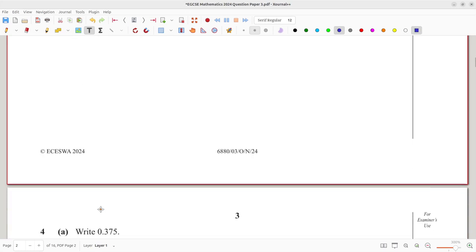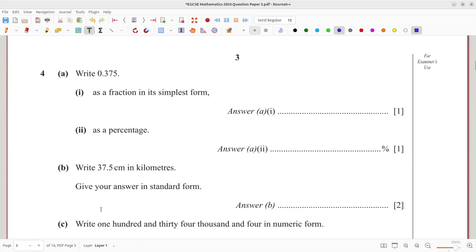Next question. Write as a fraction in simplest form 0.375. For this, you're just going to say it's 375 over how many numbers after the decimal point? There are 3, so add 3 zeros like that. And then let's simplify that. It's giving you a 375 over 1,000.